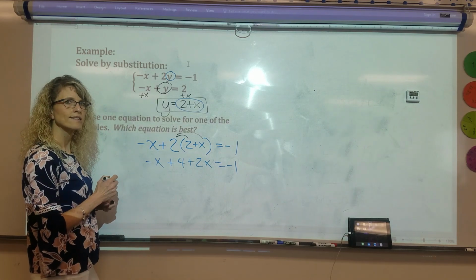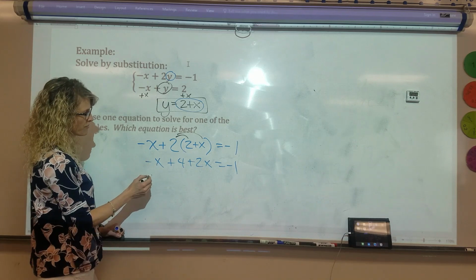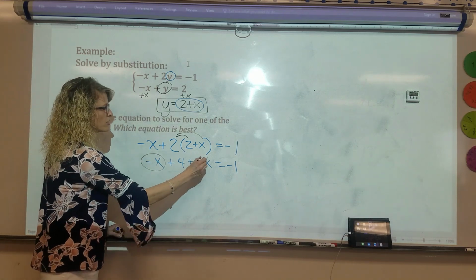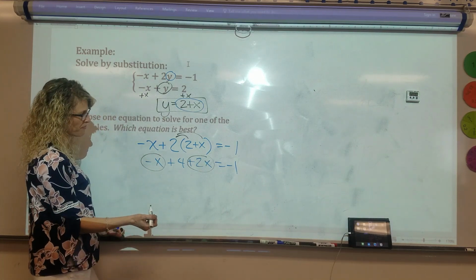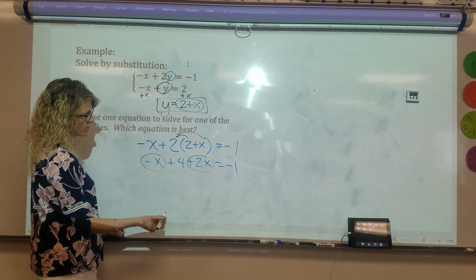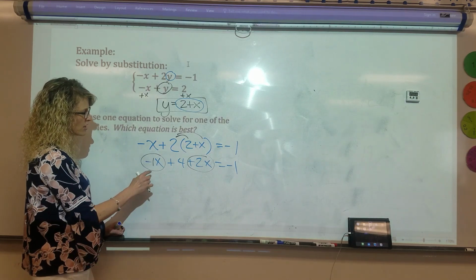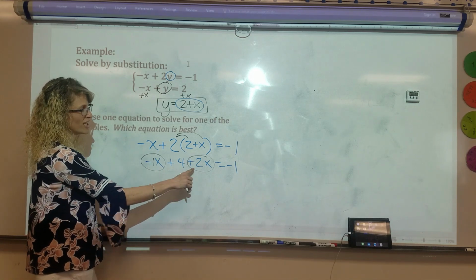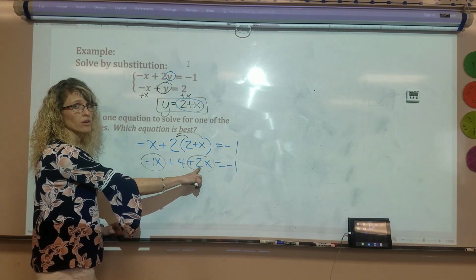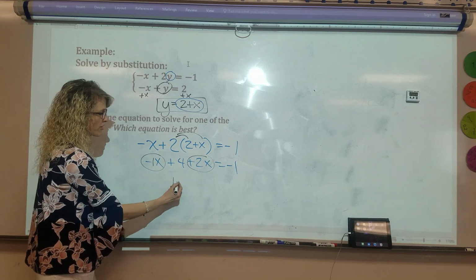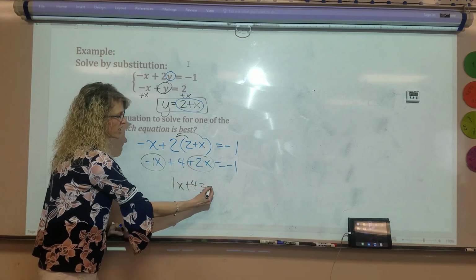You would add like terms. There's a like term. Okay, what does that give me? Negative 3x. Close. Or just, yeah, negative 1, and then I add 2 to that. 1x, perfect. Plus 4 equals negative 1.